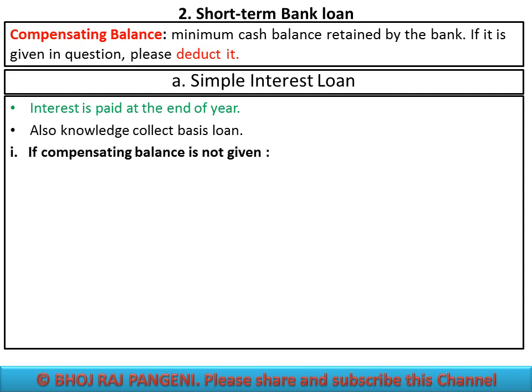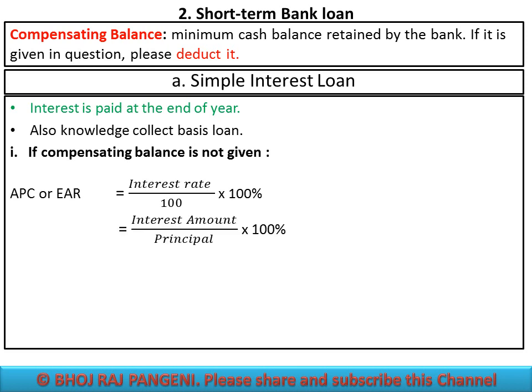Okay. One, if compensating balance is not given, then APC or EAR equals the interest rate divided by 100 into 100%. And you can use another formula, interest amount. The first one is the interest rate formula. This is the rate formula. And this is the amount formula. Interest amount divided by principal into 100%.